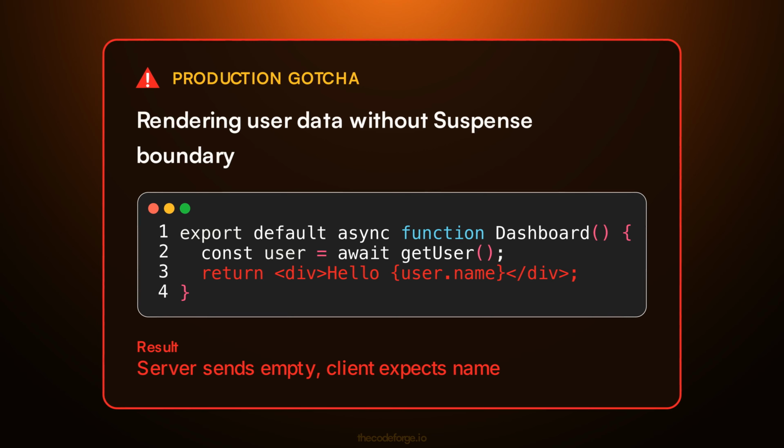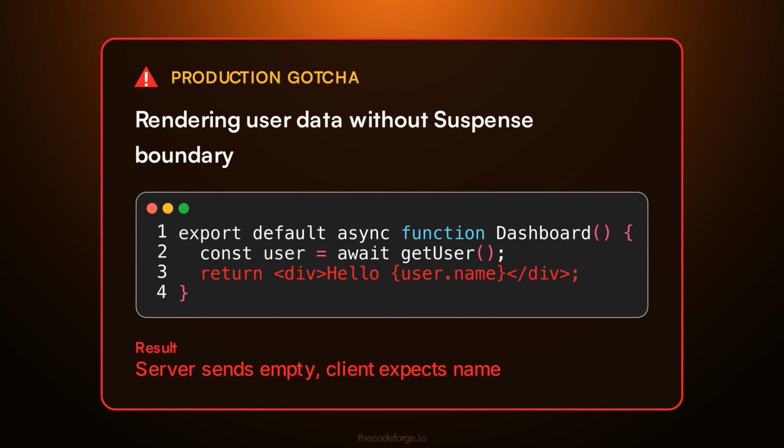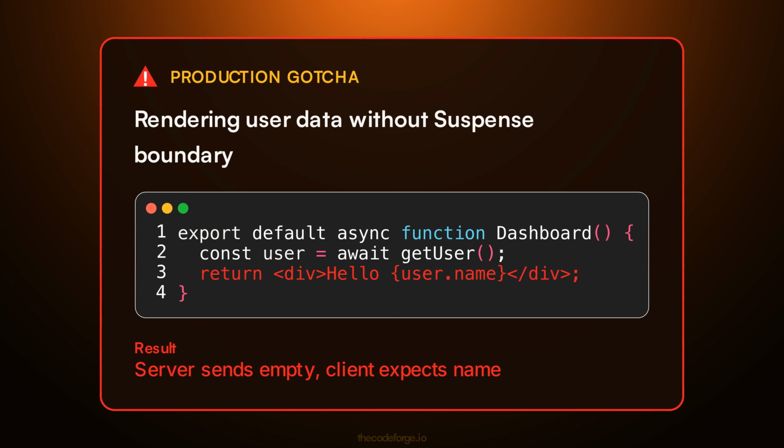This is a classic PPR mistake. The server pre-renders the page without the user data, so the HTML contains an empty div. On the client, the component fetches the user and tries to render the name, causing a mismatch. Always wrap dynamic data in Suspense.